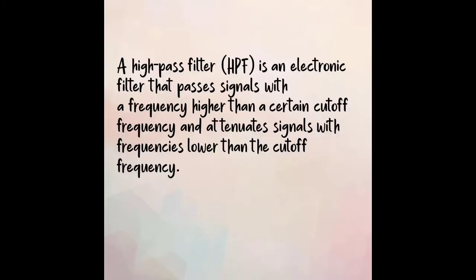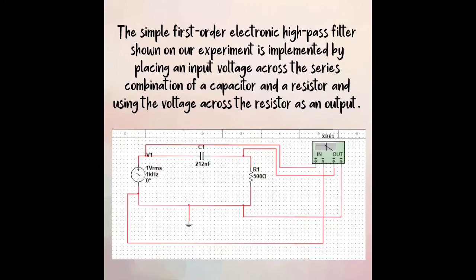A high-pass filter is an electronic filter that passes signals with a frequency higher than a certain cutoff frequency and attenuates signals with frequencies lower than the cutoff frequency. This experiment shows a simple first-order high-pass filter implemented by placing an input voltage across the series combination of a capacitor and a resistor, using the voltage across the resistor as an output.